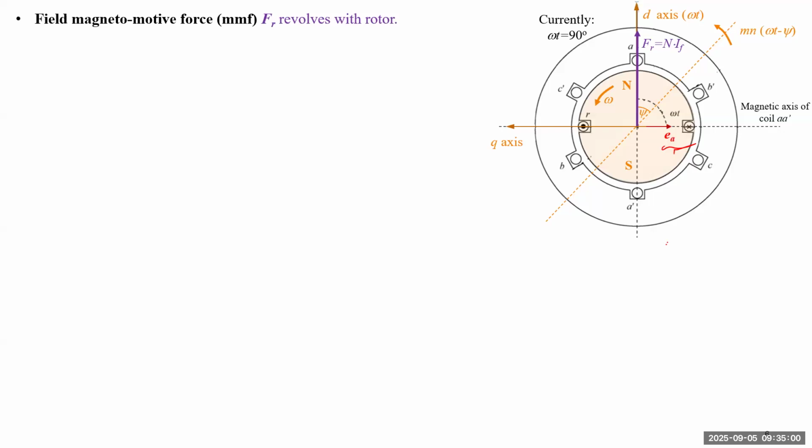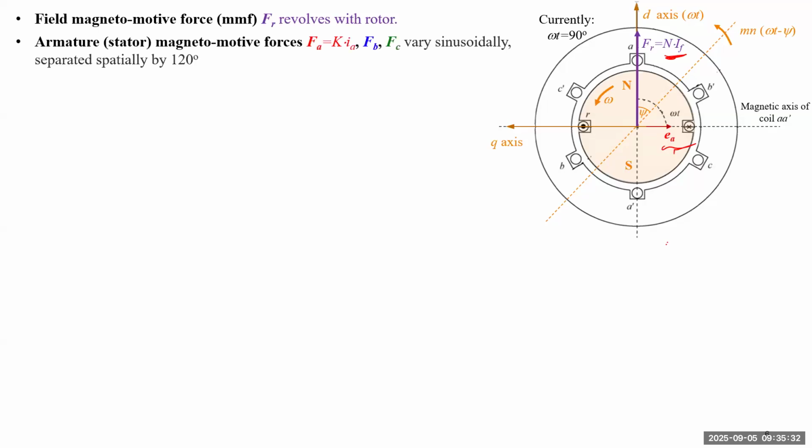For the rotor winding, that's very simple, because this field winding magnetic force, MMF, we call it IFR. It will just revolve together with the rotor, because it is simply equal to the number of turns of the winding multiplied by the field current. So if the field current is constant, and you know how many turns of winding you have, this is just IFR. It will always be in the direction of the d-axis.